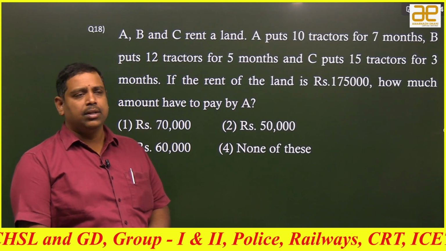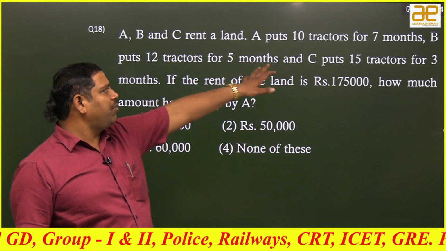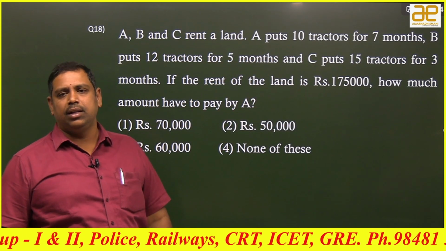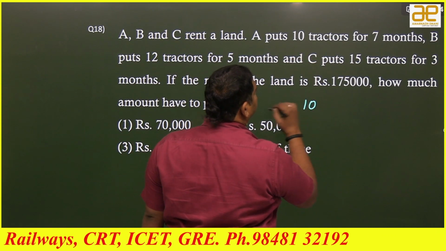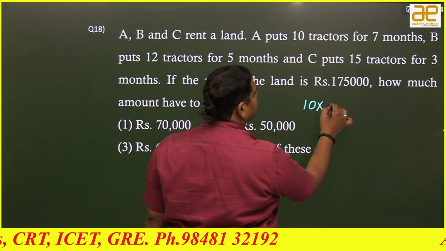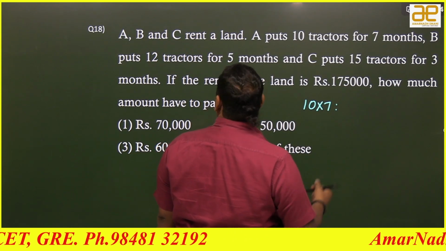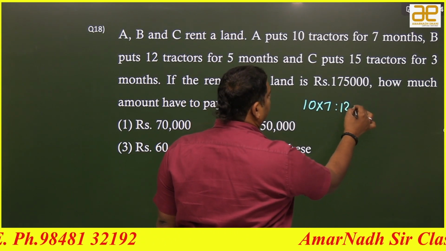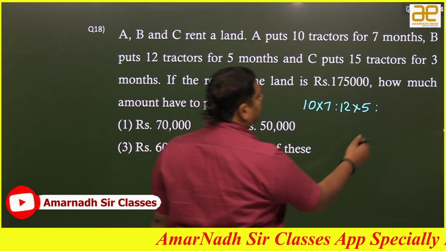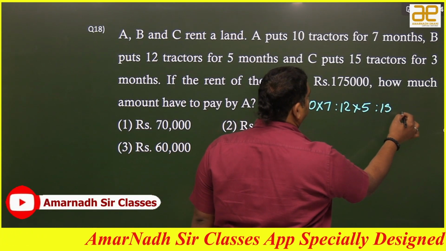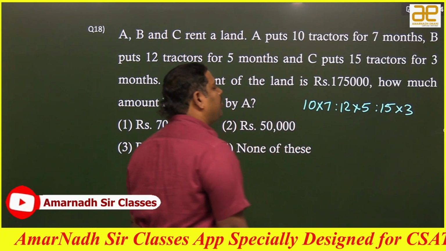So, here what happens, number of tractors into time period. In this ratio, we have to distribute. So, 10 tractors into 7 months, this is for A. Coming to B, 12 tractors for 5 months, 12 into 5. And coming to C, it is 15 tractors for 3 months, 15 into 3. In all the three, 5 is common.